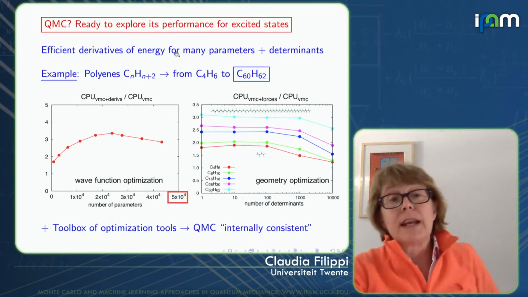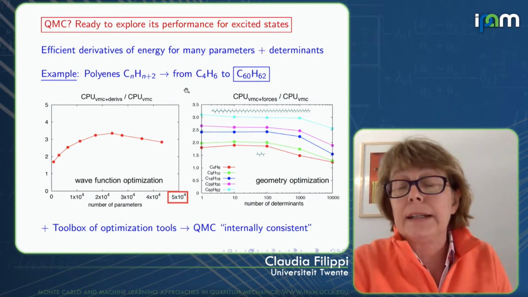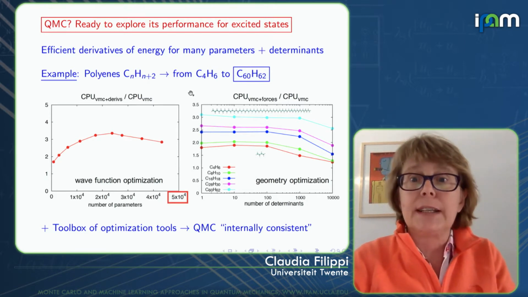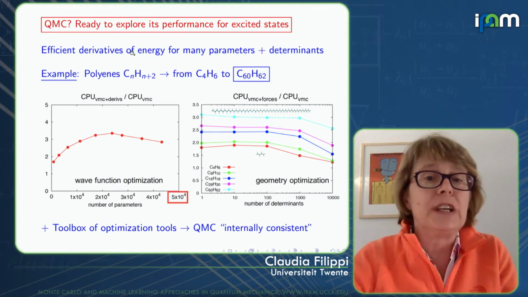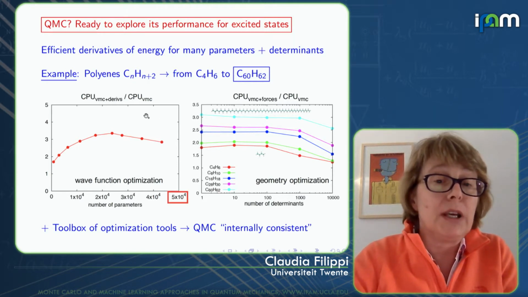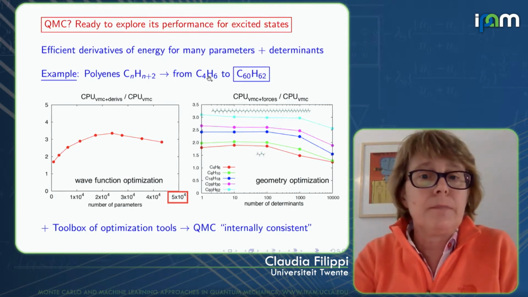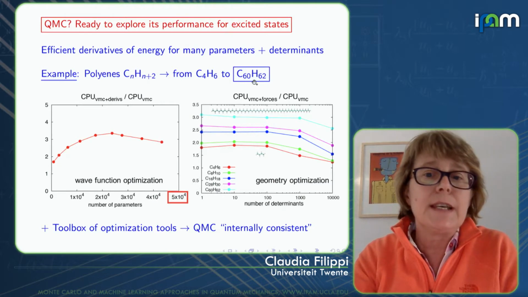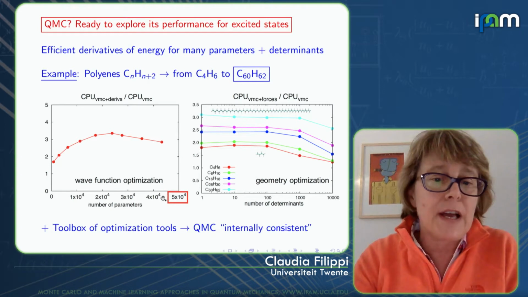So now, as regards quantum Monte Carlo, I'm talking about real space quantum Monte Carlo. We are in a good position, after many years, to actually look at excited states and also excited state relaxation, because we can compute efficient derivatives of the energy with respect to parameters and determinants. Here I'm showing some old work of ours. We are going for polyenes, from C4H6 to something like C60H62, and here we are looking at a wave function.